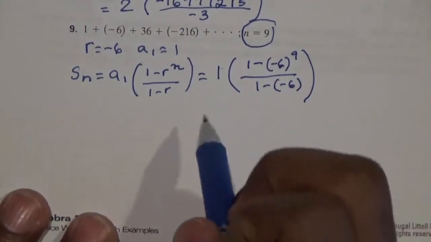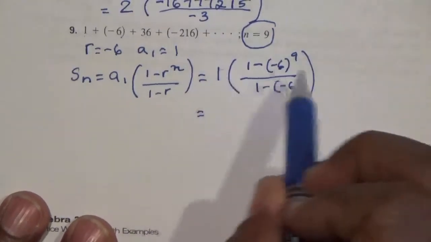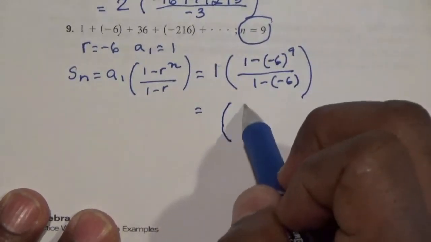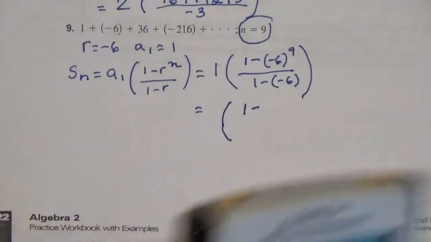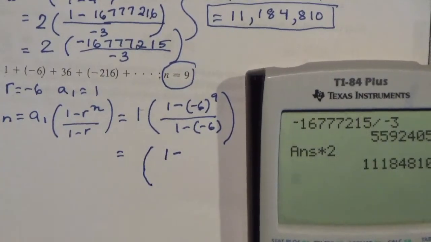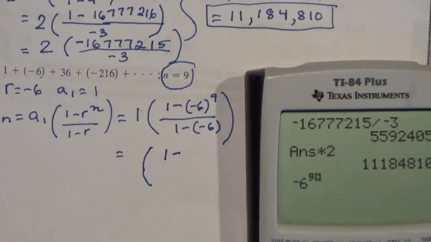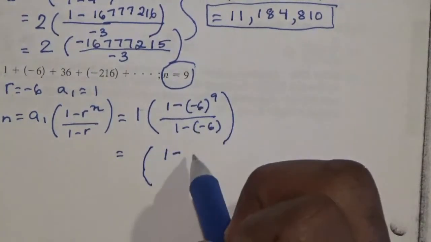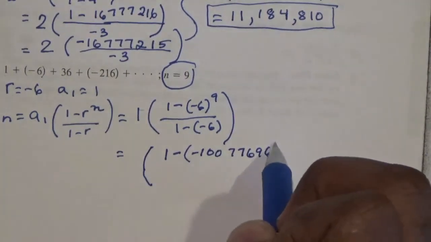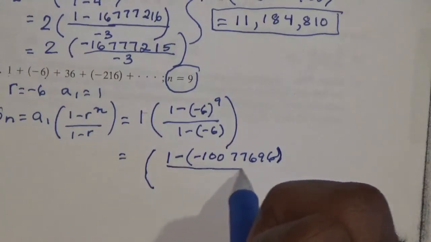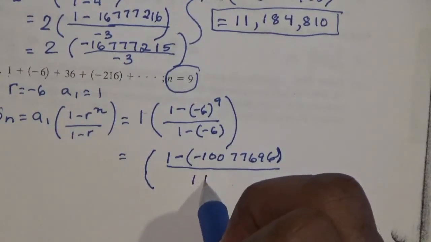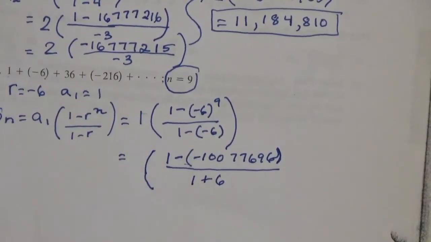Then let's evaluate this. Whatever we have here is going to be times 1, so we're not going to worry about the 1. It's going to be itself. We have 1 minus, and then -6 to the 9th. That gives us -10,077,696, all over 1 minus a -6. You see this is 1 minus a minus, so it's plus, so it's 1 plus 6. That minus minus is also going to become a plus.